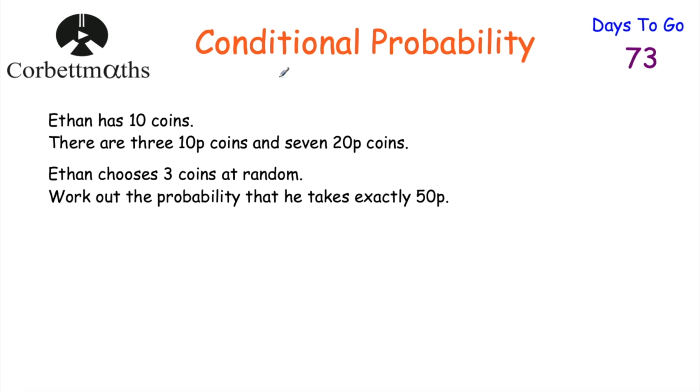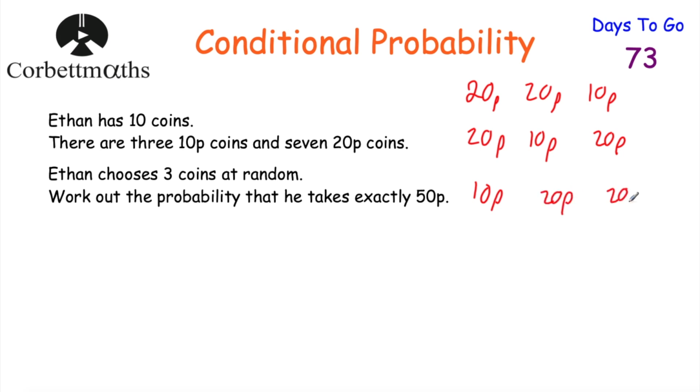Okay, so in terms of Ethan getting 50p exactly with 3 coins, he could either get a 20p, a 20p and a 10p. He could get a 20p, a 10p and a 20p, or finally he could do a 10p, a 20p and a 20p. They're the 3 possible outcomes which would give him exactly 50p, because any other option wouldn't be exactly 50p, because it has to be 2 20p's and a 10p.